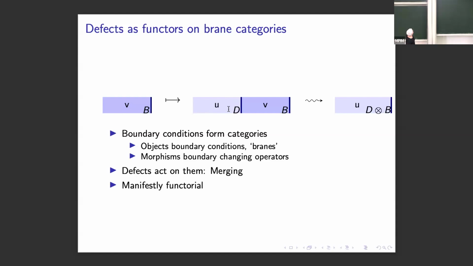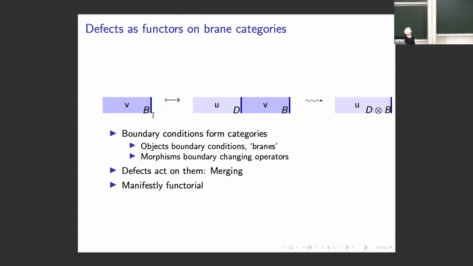Unfortunately, part of my pictures also in the following will be white, although they are light blue on my slides. So wherever there's a label, there's also supposed to be some part of the theory, not necessarily empty. So what I depicted here is a functor between categories of boundary conditions. So I have this boundary condition B, and the category I want to look at has as objects boundary conditions, and as morphisms boundary-changing operators.